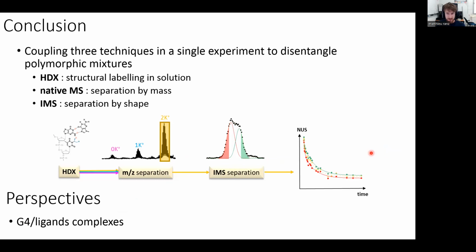And well, we think that this technique opens new avenues to decipher all other G4 conformational ensembles. And currently, we are applying the same workflow to the study of G4 ligand complexes.